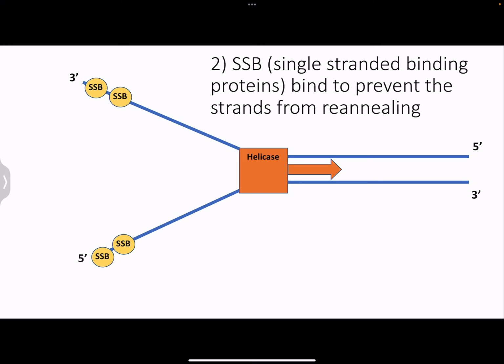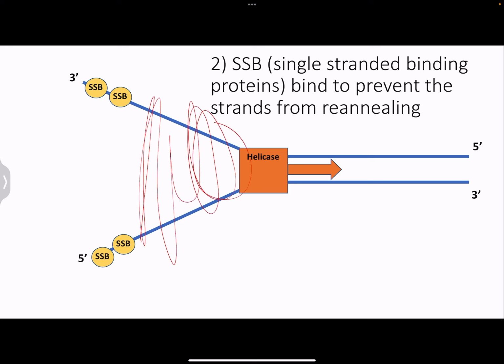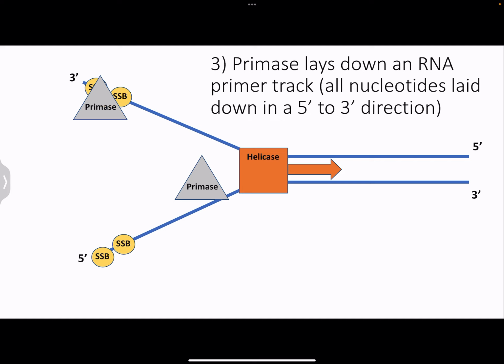It's because if they don't bind, these things are going to start becoming a helix again, right? They want to reanneal, and we don't want that to happen. So the SSBs prevent reannealing. Primase is going to go ahead.